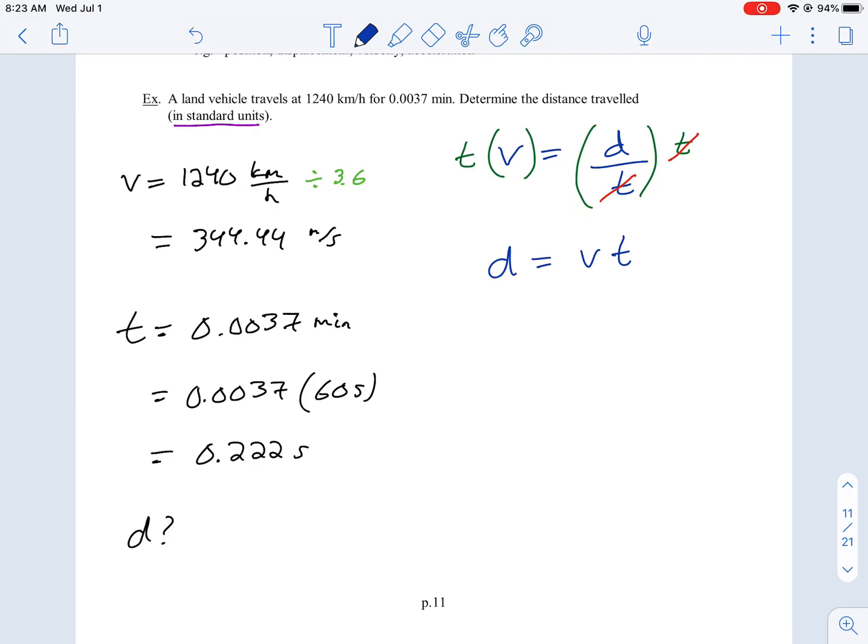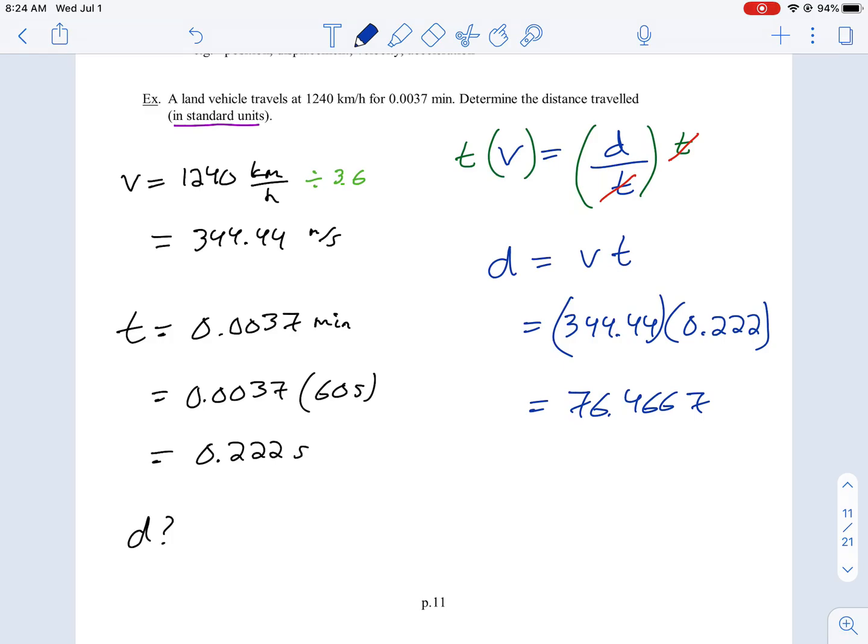Good. Next, you have to substitute the numbers in. So v is 344.44. You don't have to show the units when you do your substitution. And t is 0.222. So you multiply those together, and we get about 76.4667. And that's what our calculator tells us.